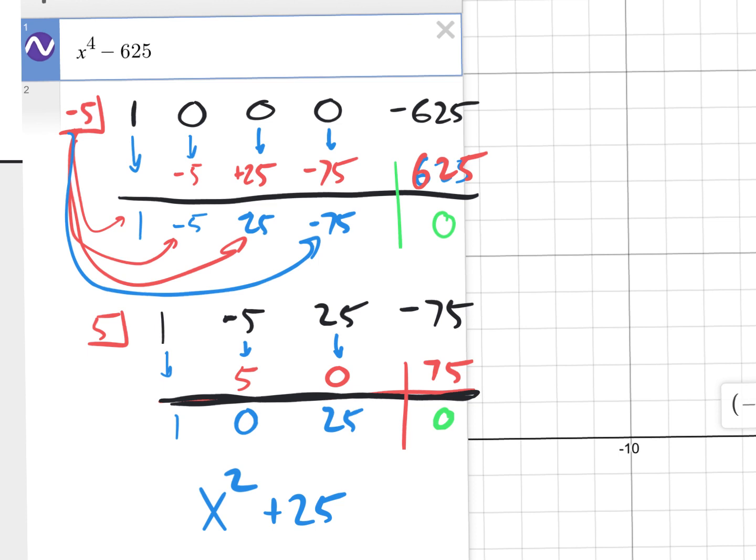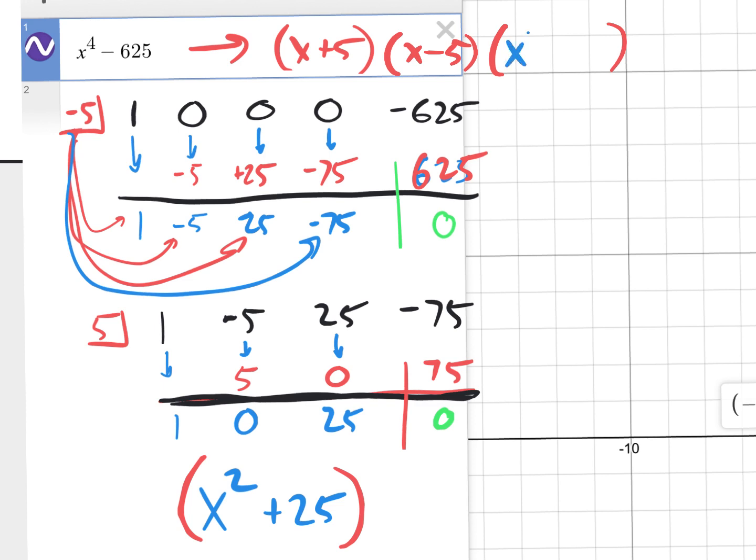Now, the question doesn't say to write it in factored form, but if I did ask you to write it in factored form, then you would rewrite it in parentheses. Where did this answer come from? It came from x plus 5. Where did this other answer come from? It came from x minus 5. And we have this leftover quadratic binomial, x squared plus 25. So this is the factored form, right? If they asked us to factor it, this would be the factored form answer.